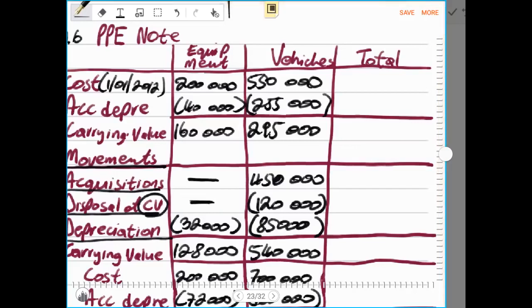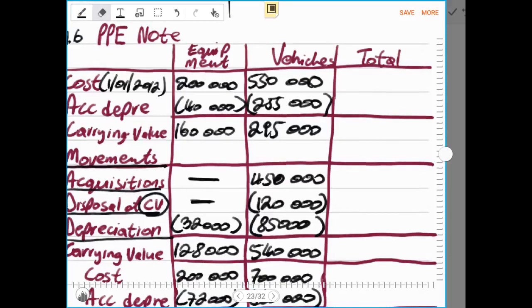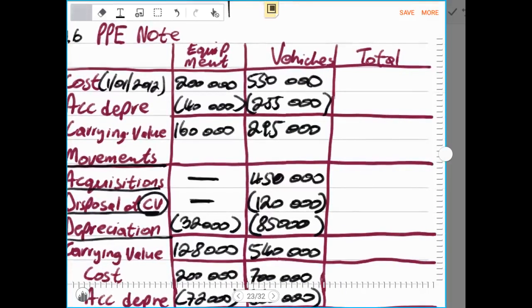And with that being said, therefore now we can just totalize or give the total for the total column. And with regard to the cost, the cost is a total of 750,000 rands, and the accumulated depreciation is 295,000 rands. The carrying value is 455,000 rands.